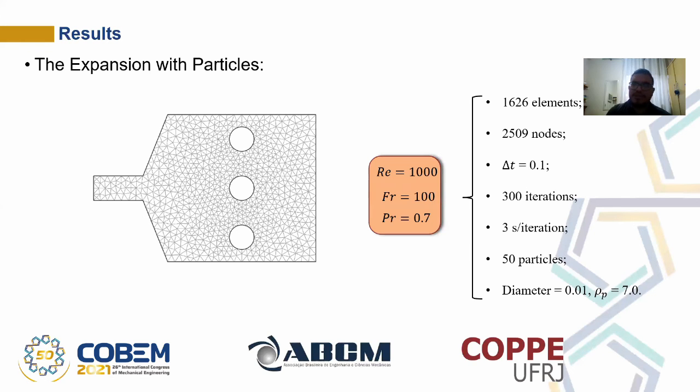Here you have the mesh and also the characteristics of that mesh. So it's a 1,626 element mesh, 2,509 nodes, delta T of 0.1, 300 iterations, 3 seconds per iteration, 50 particles of 0.01 non-dimensional diameter, and a density of 7.